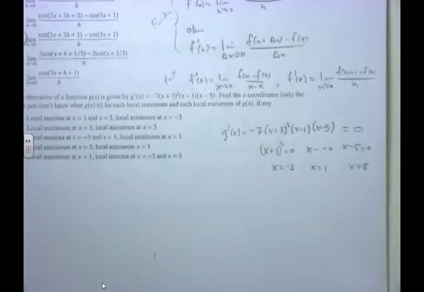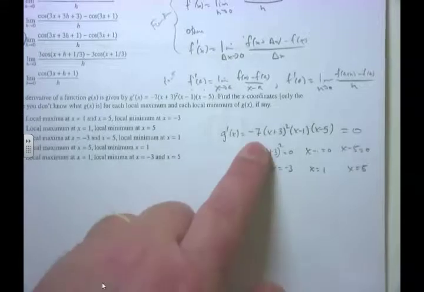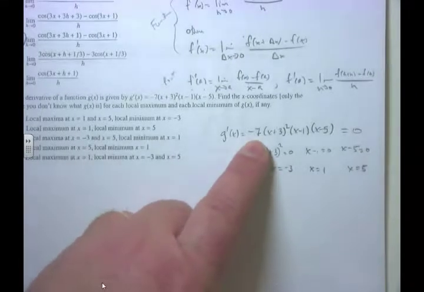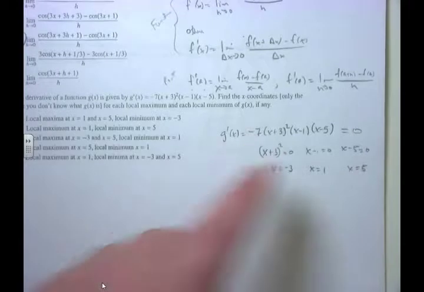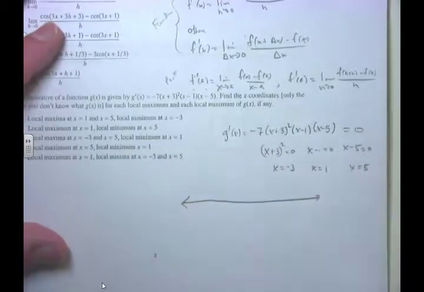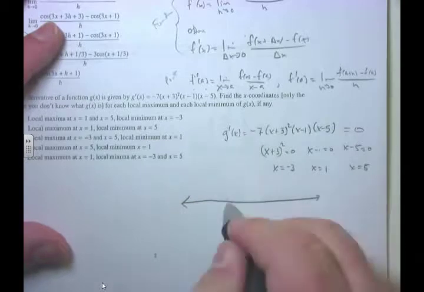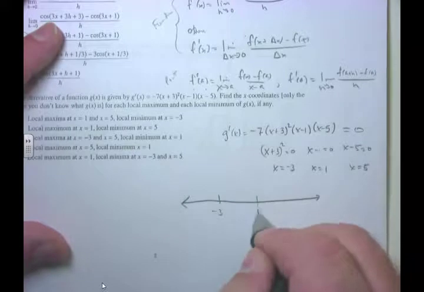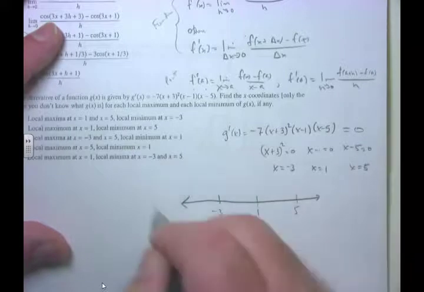Okay? Take each factor. They went ahead and gave you the derivative, and they went ahead and factored for you. Negative 7 doesn't matter. It's just a constant. Set each factor equal to 0. Now, draw a number line. Draw a number line and put your numbers in order. The smallest critical number is negative 3. The next one is 1. The next one is 5.